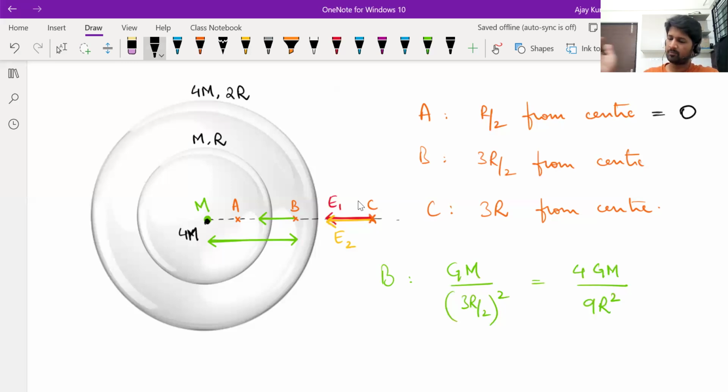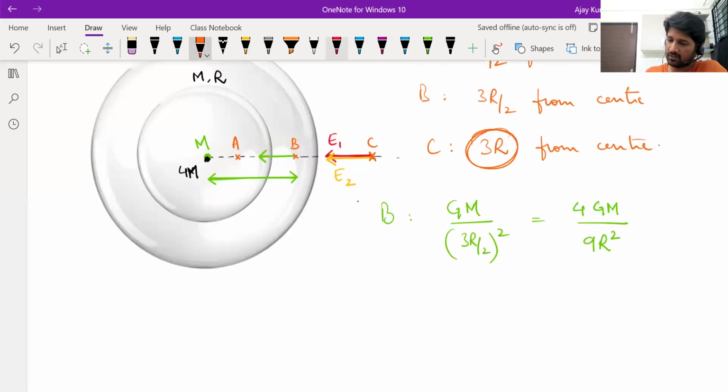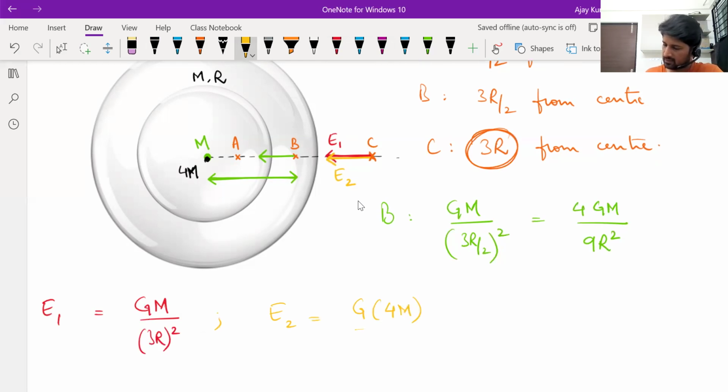Okay. From M's center or 4M's center, the distance to the point C is 3r. So how much field will the sphere of mass M create there? GM by 3r whole square. And how much field will the bigger sphere create at point C? Bigger sphere's mass is 4M and the distance from its center is 3r. Square it. That's all. And since both fields are in the same direction, it's very easy to calculate their resultant.